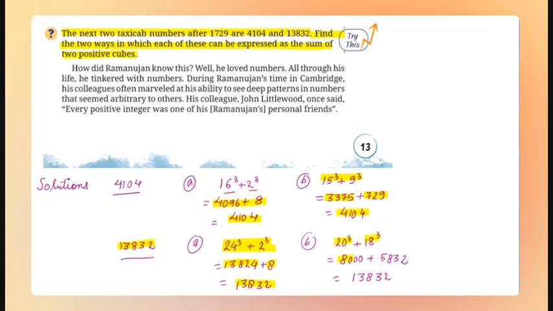So 20 cube is 8,000 and 18 cube is 5,832. When you add this, you will again get 13,832. So we have represented both of these numbers in two different ways where they could be expressed as a sum of two positive cubes.